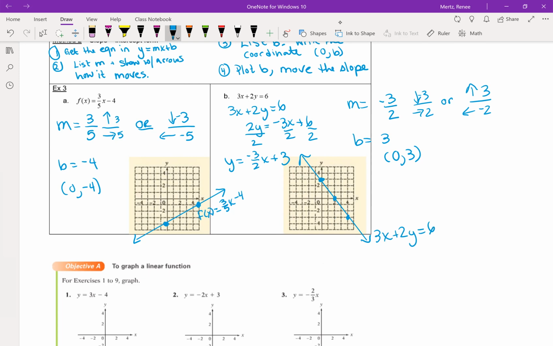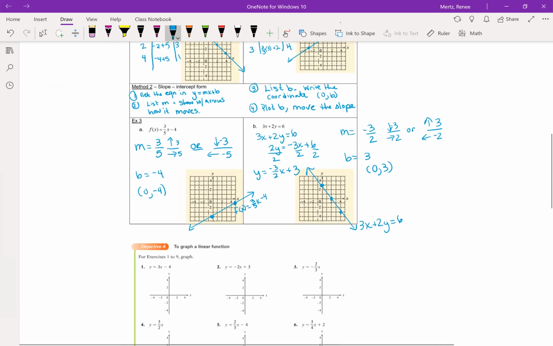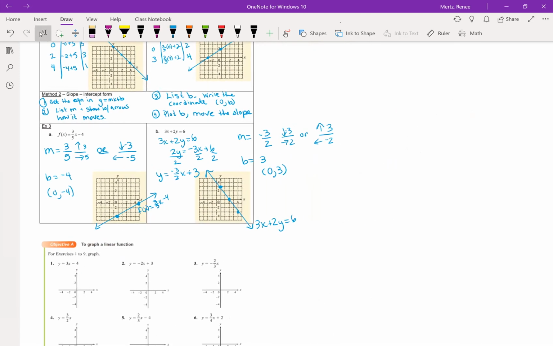So now you've graphed lines. These are my 2 favorite ways of doing it. So either make a chart, or you can move the slope and y-intercept. So we'll practice a few of these.